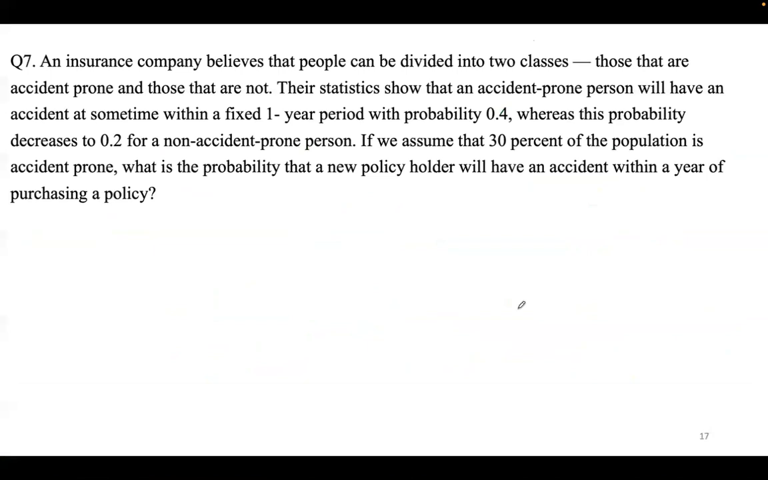Right. So an insurance company believes that people can be divided into 2 classes, those that are accident prone and those that are not. Their statistics show that an accident prone person will have an accident sometime within a fixed 1 year period with a probability of 0.4. This is for an accident prone person. Whereas this probability decreases to 0.2 for a non-accident prone person. Okay, so basically people who are careful, and people who may not be careful. Now if we assume that 30% of the population is accident prone, what is the probability that a new policy holder will have an accident within 1 year of purchasing the policy? So what category does this question fall under, out of what we've discussed today?